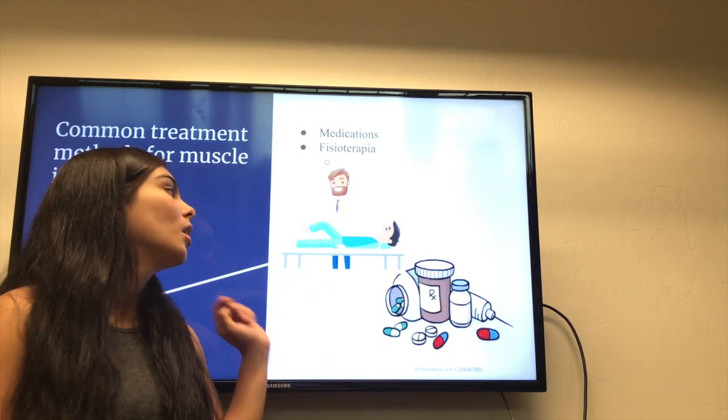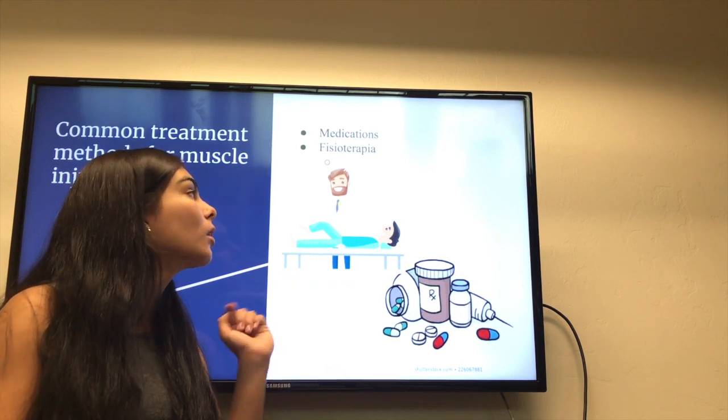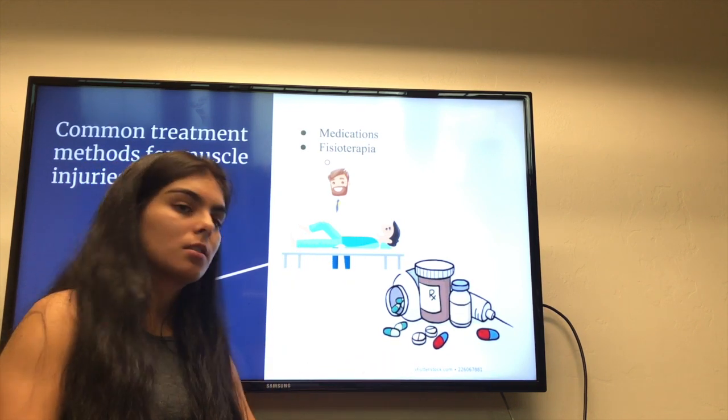So aquí vemos al doctor y el paciente aquí haciendo terapia, fisioterapia, o aquí tenés la medicina.